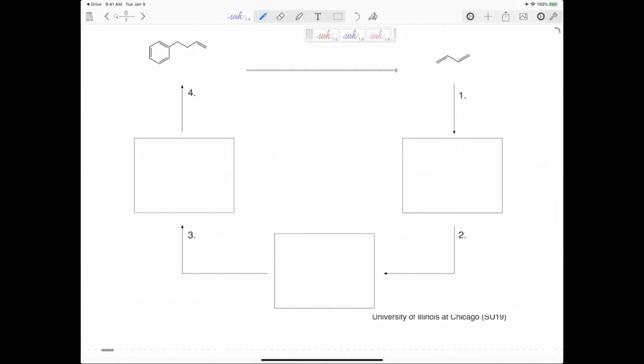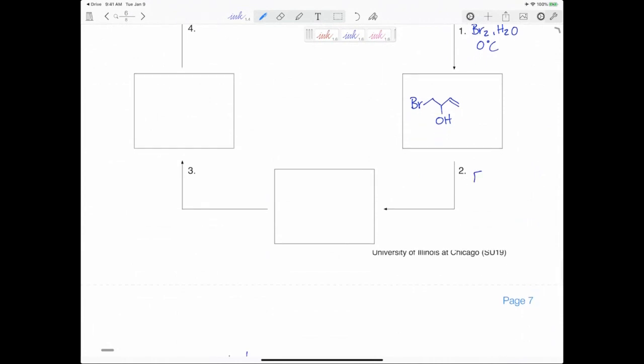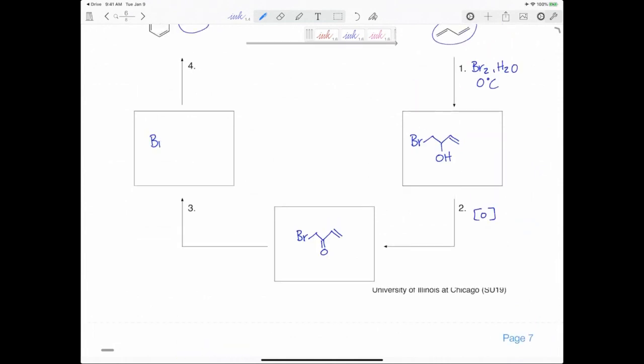Okay, so we want to make this, we want to focus on this here, right? And what we're going to do is put bromine in water at 0 degrees, because at 0 degrees we get the kinetic product here. Go ahead and oxidize it with anything you like. Right here. Okay. And now predict the reagents for me here. I think you should be able to do this part.